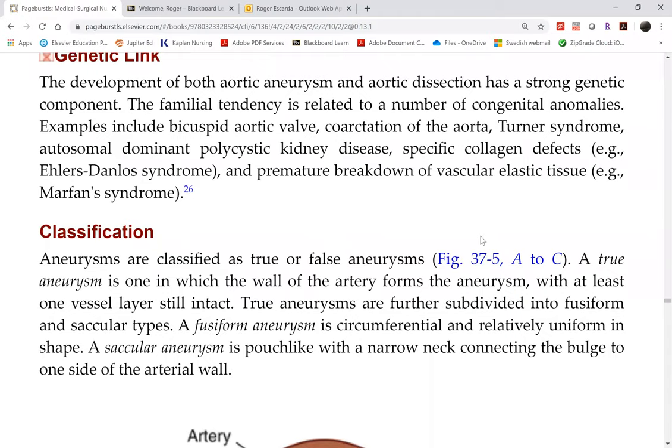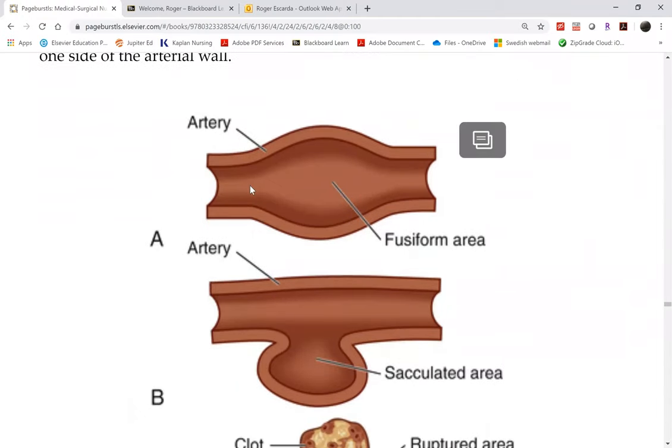We have two forms. An aneurysm can either be fusiform, meaning the entire circumference of the artery is involved, meaning two layers, the intima and the media, are affected here. So the tunica intima or the endothelial lining and the media are weakened, causing them to dilate. Plus, if you add hypertension there, it will grow bigger.